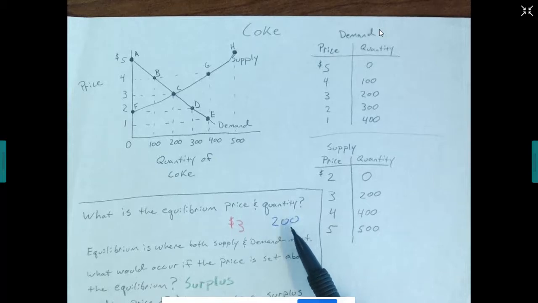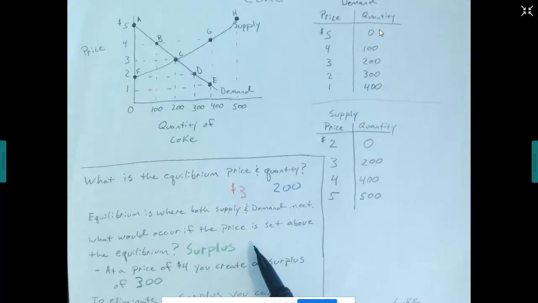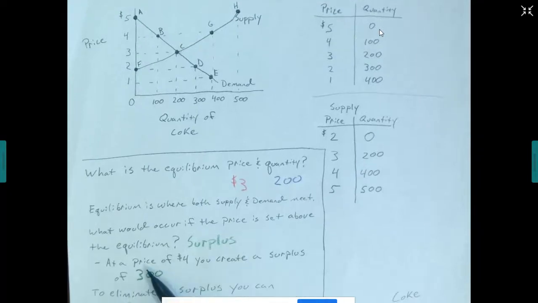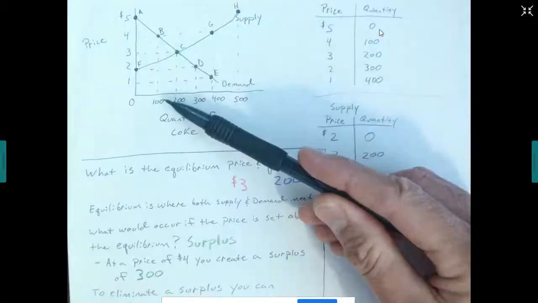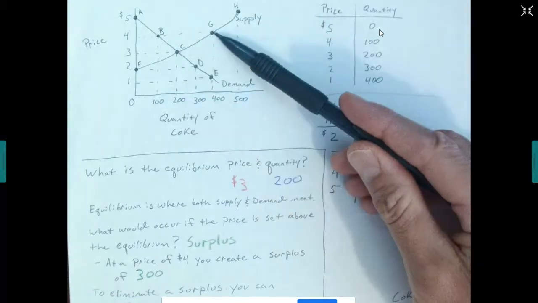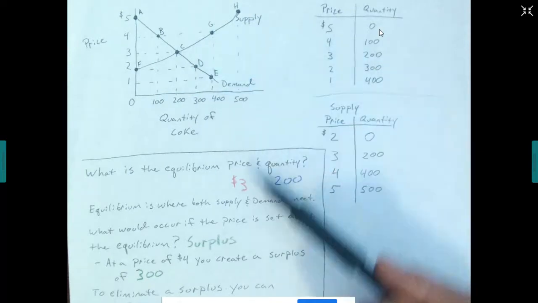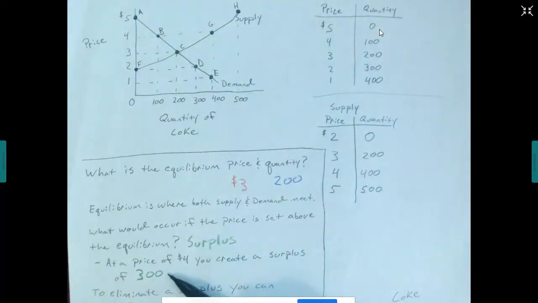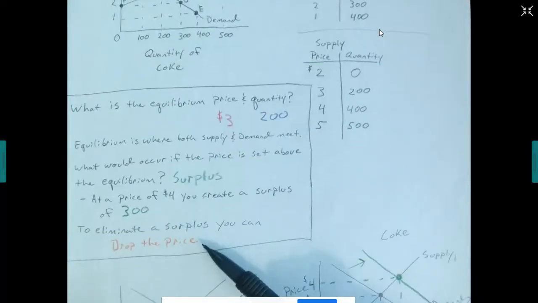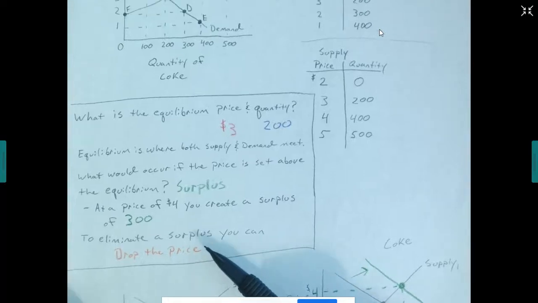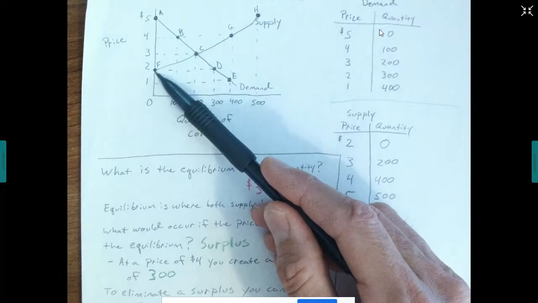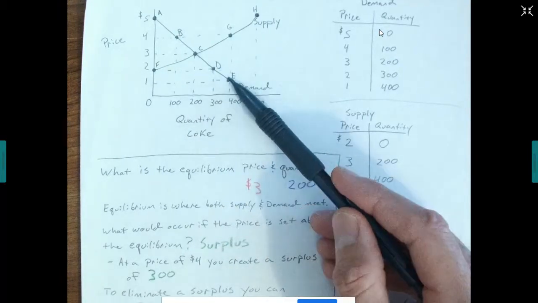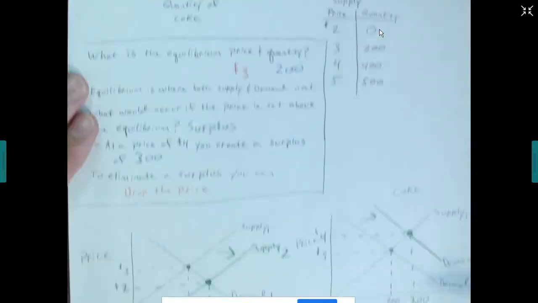If the price was set above the equilibrium, we would create a surplus. If, for example, the price was set at $4, you would have a demand of 100 units, but a supply of 400 units, thus creating a surplus or extra of 300. In order to eliminate a surplus, a business could simply drop the price. If the price was below the equilibrium at, say, $2 or $1, there would be a shortage. Demand would be greater than that of supply.